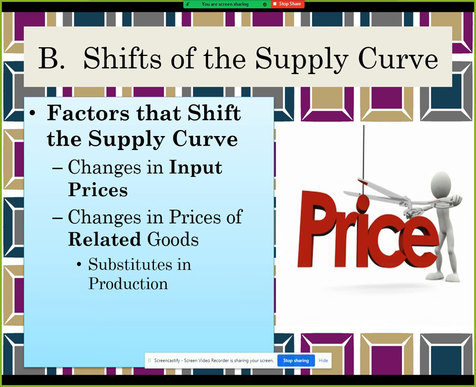So substitutes in production is just like what it sounds like. You know, when you could make one product with these resources, but you could also make something else using those same resources, okay? So suppliers would look at, okay, I've got these resources, I can make this good, or I can make that good. So that's what we mean by substitutes in production. I could use the same factory that I used to make cars. Well, I could also use the same stuff to make airplanes. All right, those might be substitutes in production.